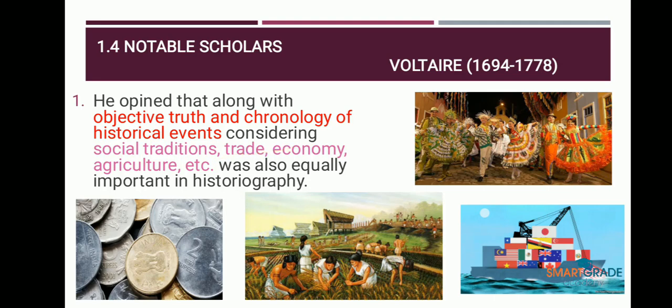Trade, you know what trade they used to do. Then economy, what kind of coins they used to use, how they used to trade with another country by using barter system or by using coins or money or something else that you need to study, and then you have to find it. Then what kind of agriculture they did was the first point discussed by Voltaire.